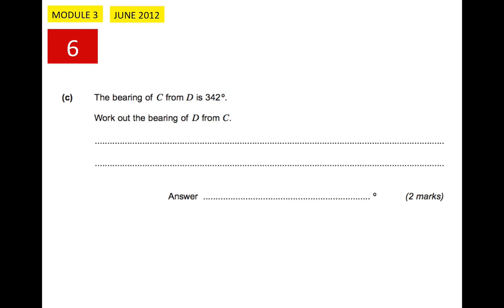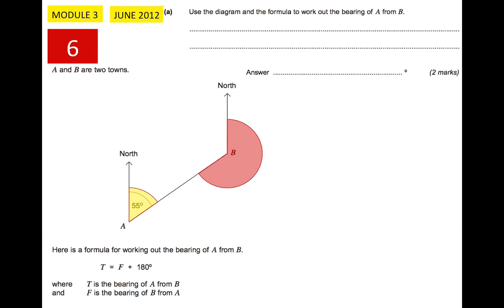It says the bearing of two other points. The bearing of C from D is 342. Work out the reverse bearing, the bearing of D from C. So instead of adding 180, because 342 is already bigger than 180, the rule is to take off 180. So 342 minus 180 means that the reverse bearing is 162.